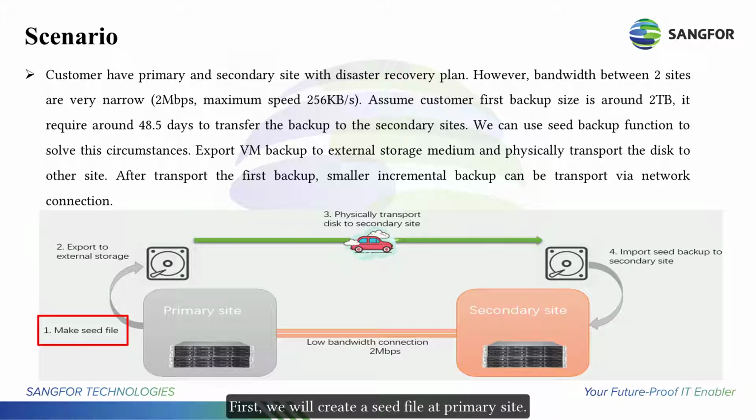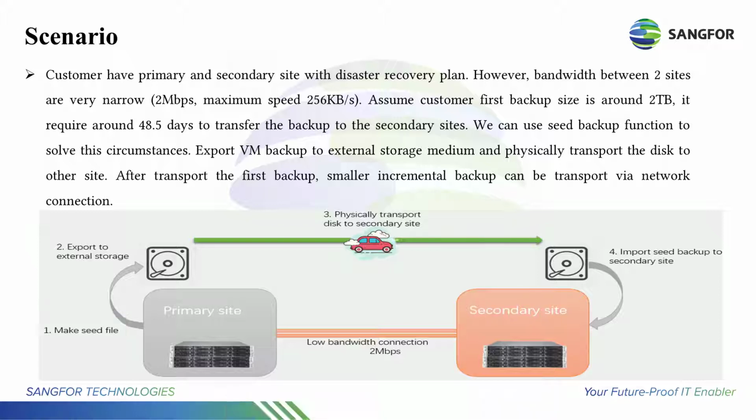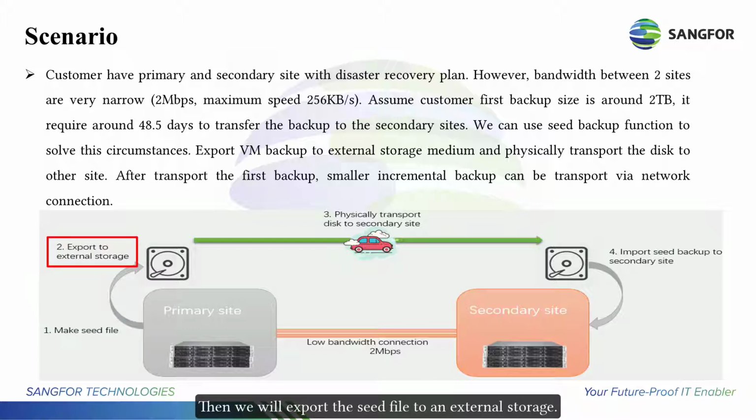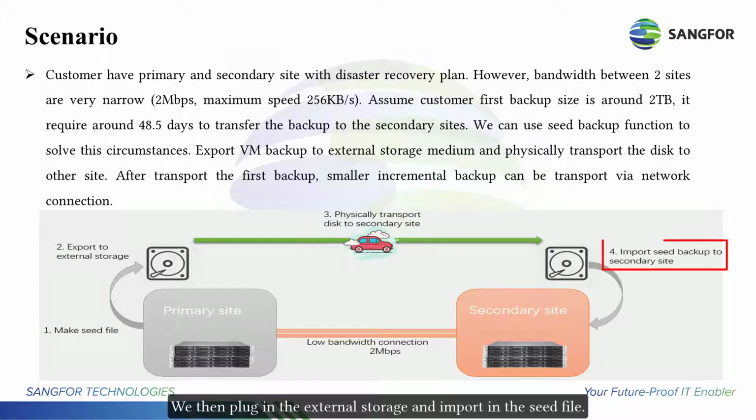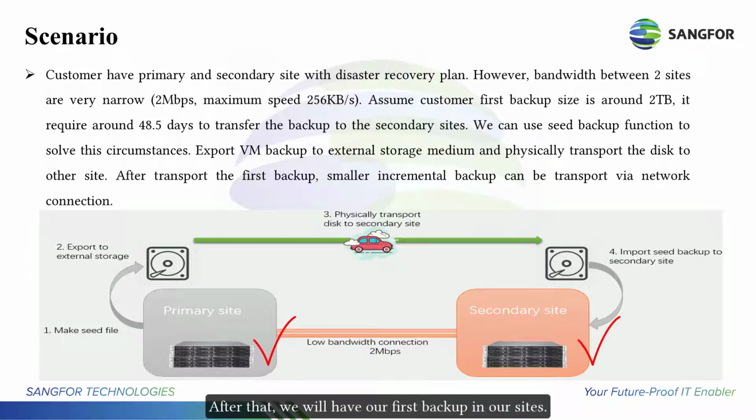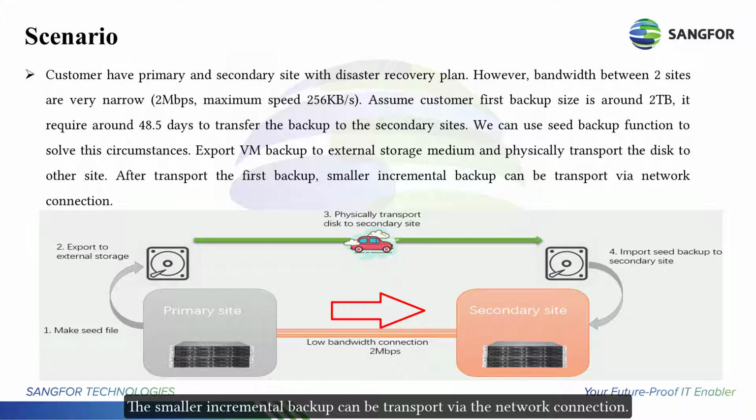First, we will create a seed file at the primary site. Then we will export the seed file to an external storage. After that, we physically transport it to the secondary site. We then plug in the external storage and import the seed file. After that, we will have our first backup in both sites. The smaller incremental backups can be transported via the network connection.